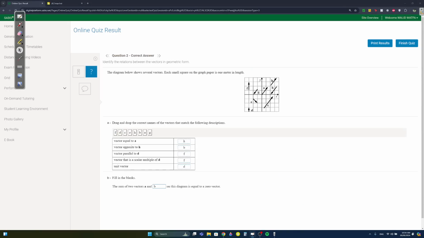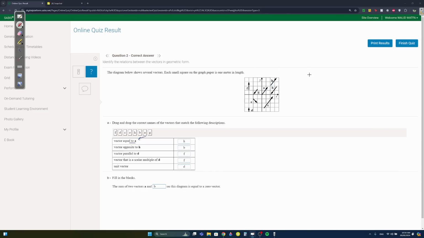That was too slow. Okay, we have these vectors. We want a vector equal to A. Remember, if a vector is equal to A, that means it has the same magnitude and the same direction. A is kind of like two squares diagonally, so the vector equal to it has to be also two squares diagonally, and since A is pointing upwards, it should also be pointing upwards. So A and H are equal.